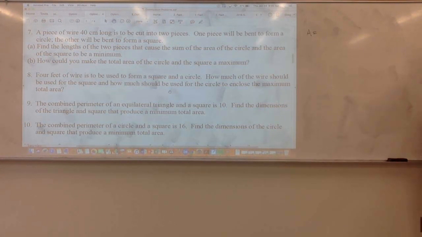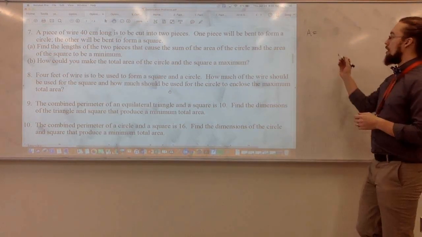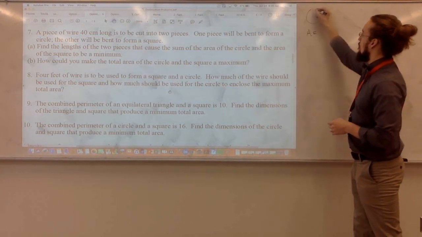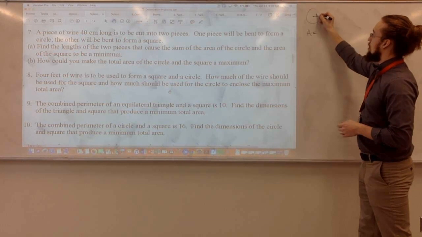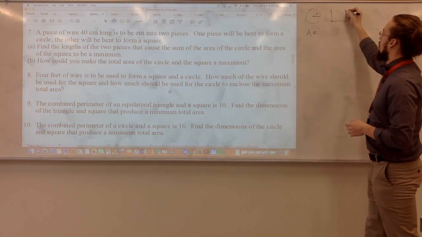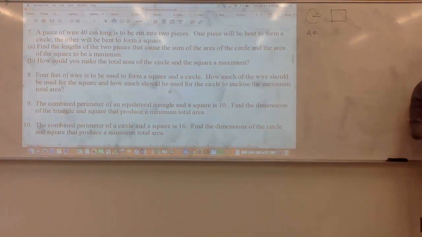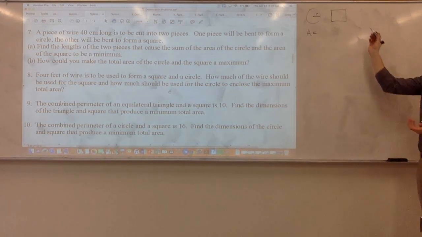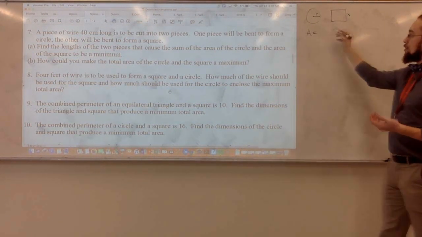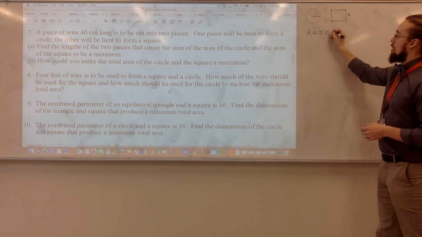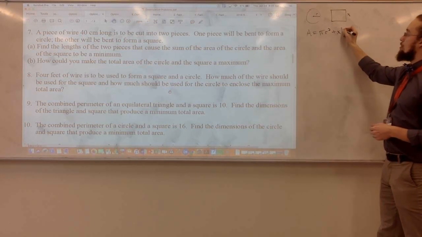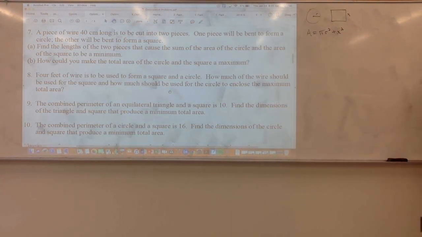Yeah, area of a circle and area of a square. Right? So if we can draw a picture and say this is just a circle of radius r and a square. We can give whatever variable we want for the lengths of the sides of the square. I'll just call them x. So we can say pi r squared plus x squared.